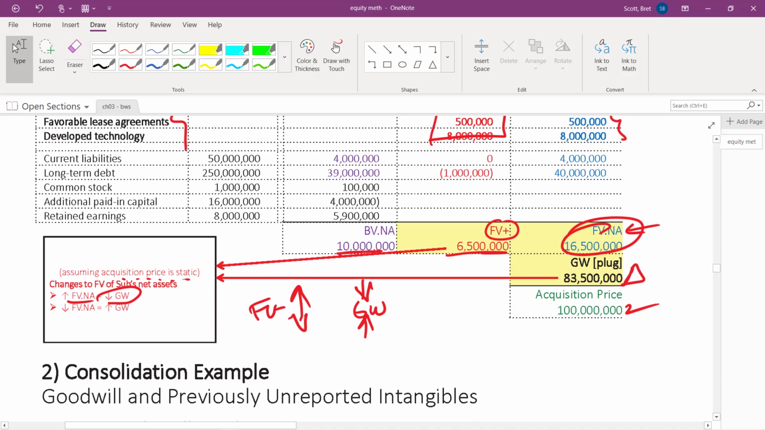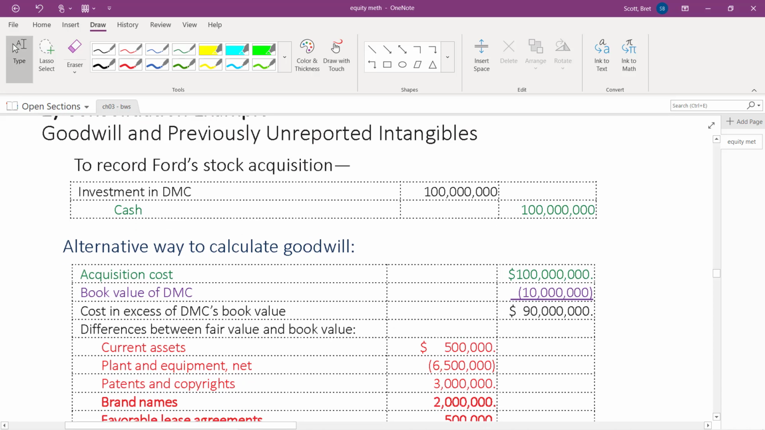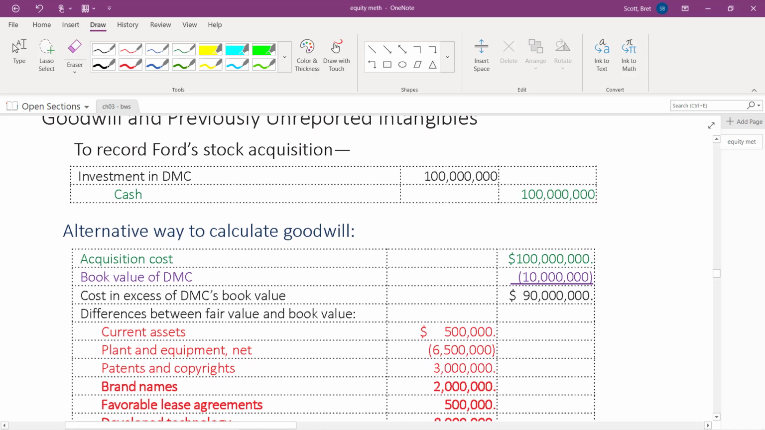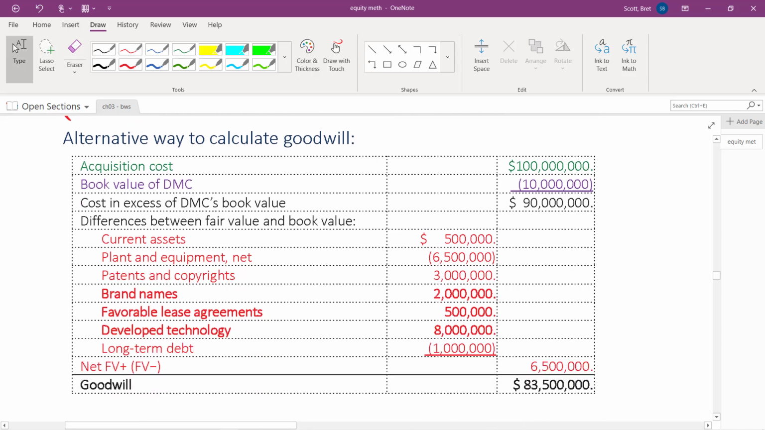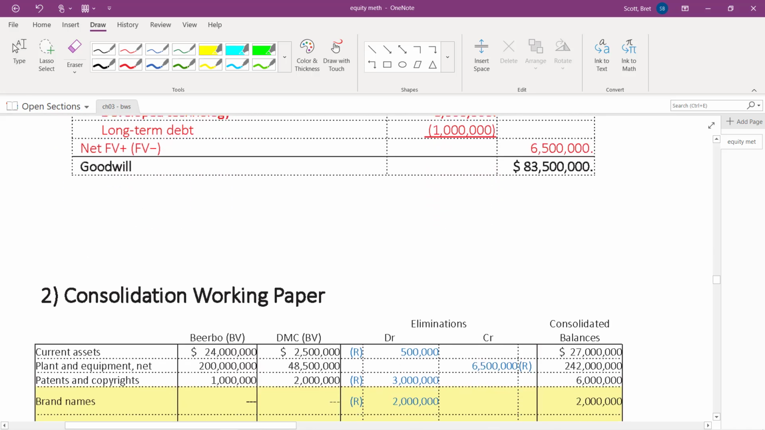Okay, but that's just how the math works. There's nothing magical about that. We're just simply saying, hey, we forgot to account for these unidentified intangibles. The 100 million still stands. Let's squeeze out and pinch away goodwill. So down below, the initial investment is still the same. Pretty straightforward. I give you an alternative way to figure out what goodwill is there per the book.